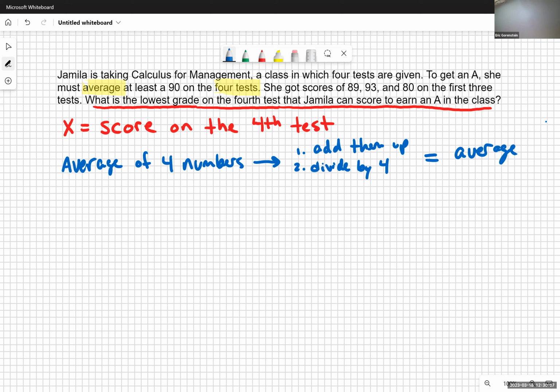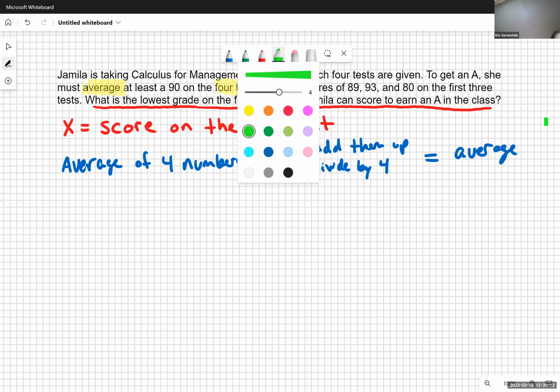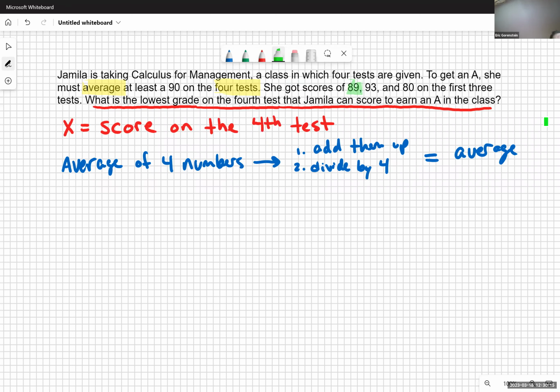Now, there's 3 numbers that we know of. Let me switch colors here. Let's use green. Okay, so we've got an 89, a 93, and an 80. So we know 3 of the 4 numbers, and the 4th number is this one right here. We're calling it X. We know it's a number, right? We just don't know what that number is. All right, so let's plug them into the definition of the word average.